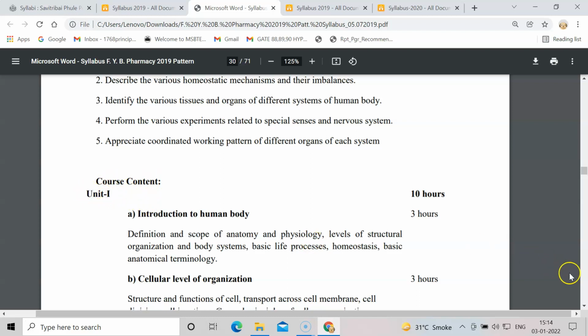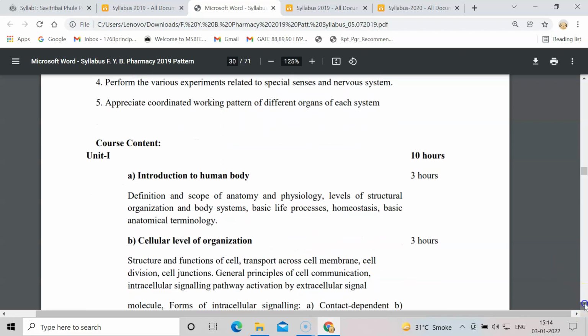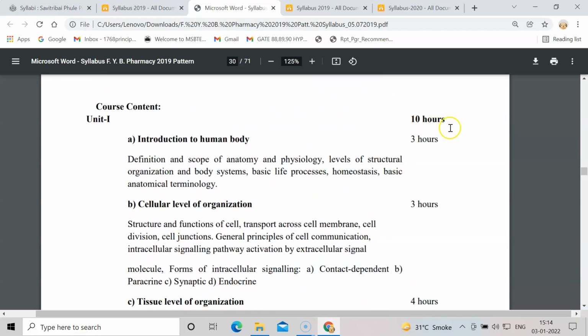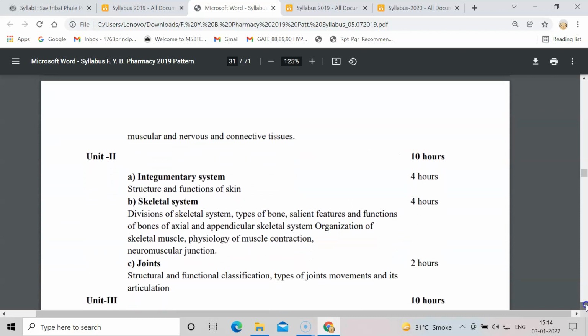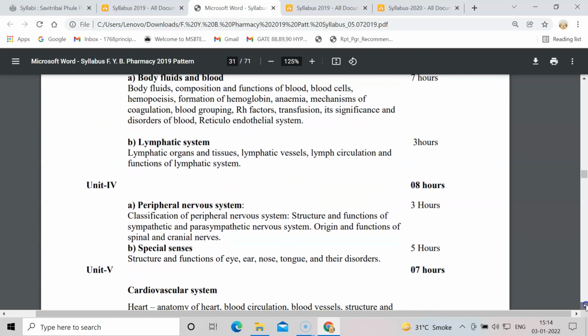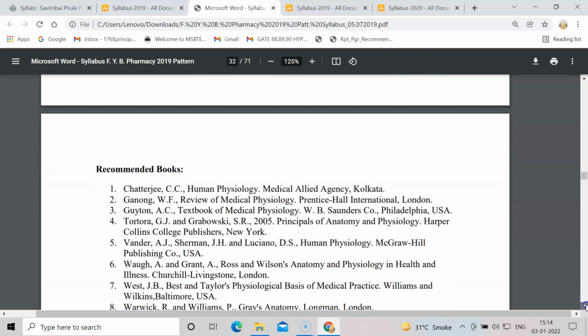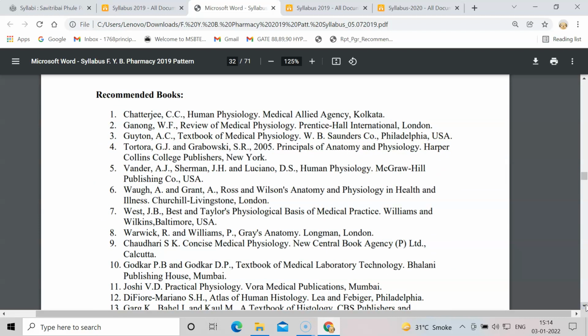There will be different units in different subjects. Unit 1 is for 10 hours, and it has introduction to human body, which is for 3 hours. Cellular level organization is for 3 hours again, and tissue level organization will be for 4 hours. Likewise, you will have some units with specified hours, and at the end you will have recommended books. Not all the books that are needed, but there will be no textbook like you had till 12th.